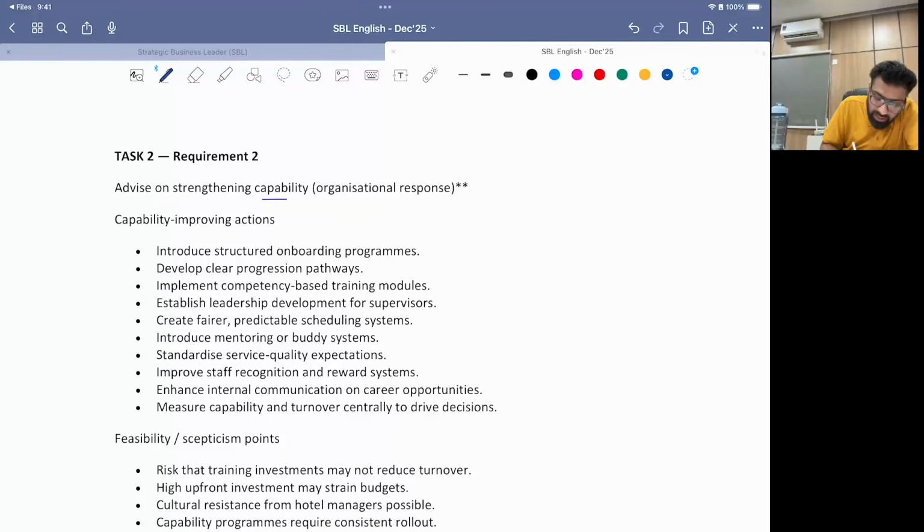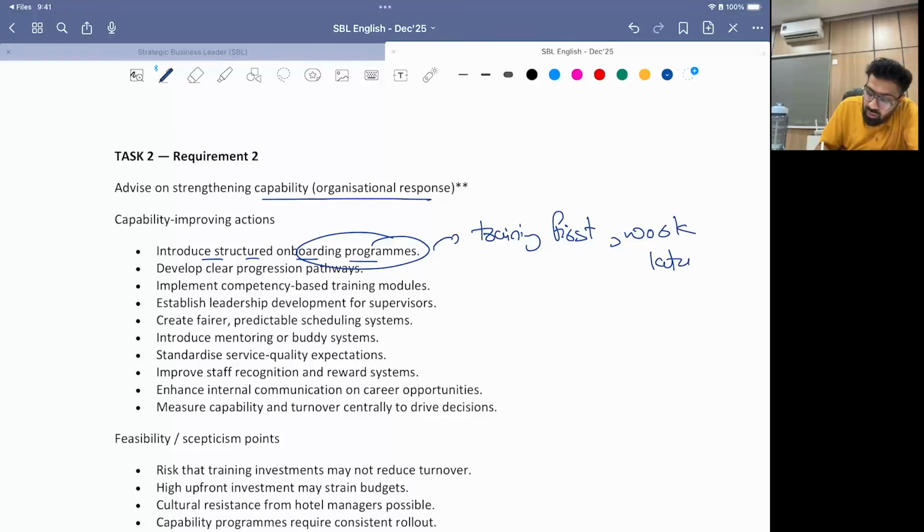So, strengthening capability: introduce structured onboarding programs, training first, work later. You can make these kinds of slogans as well, so that you can attract staff. Clear progression pathways, like making SOPs: after 2 years you will be a supervisor, after 2 years a senior supervisor, then AM, and whatever you want to make. Competency-based training modules. Then establish leadership development for supervisors as well. Supervisors need training on leadership, on how to lead staff.